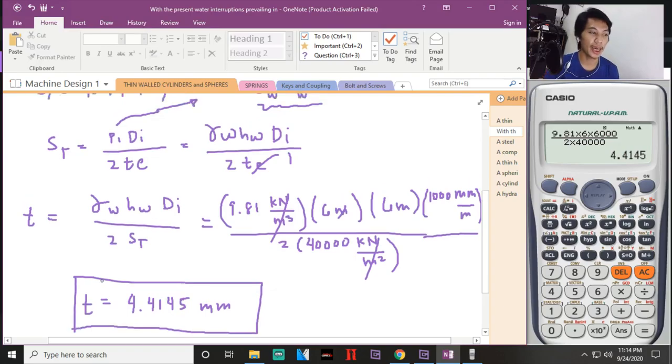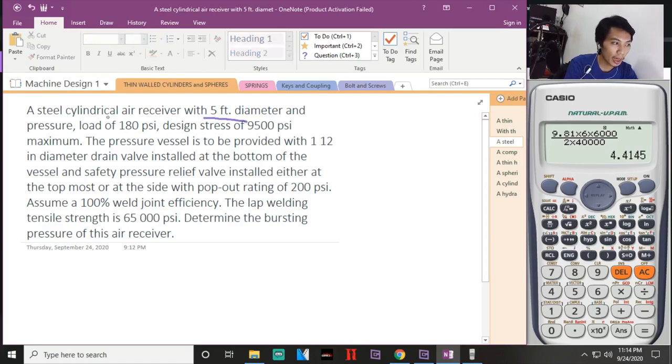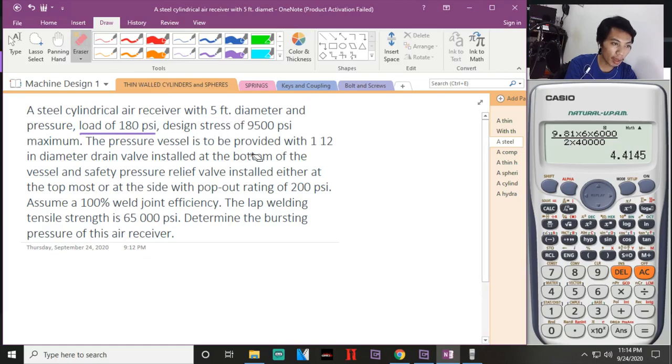Okay. Let's go with number 3. Okay? Ito na yun, yung bursting. Okay? So, a steel cylindrical air receiver with 5 feet diameter and a pressure load of 180 psi. Okay, tanggalin natin tong iba dito. Okay? Para hindi natin alam. Design stress. Binigyan ka ng design stress. SD. Tapos merong ang load na 180 PSI. That is PI. Sa loob yan.